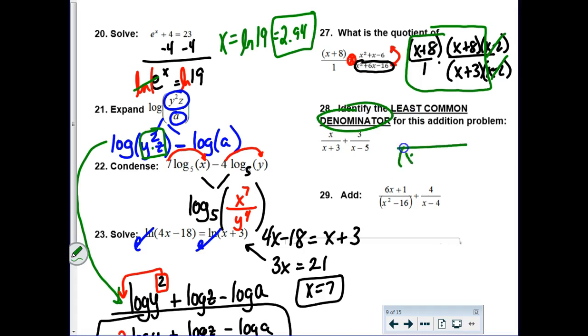So you need x plus 3. What else do you need? And x minus 5. Boom. That's all they want from you. They don't even want you to actually get it. They just want you to let me know, do you know what that means?